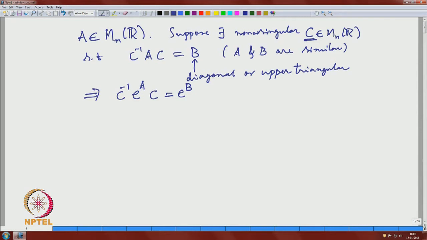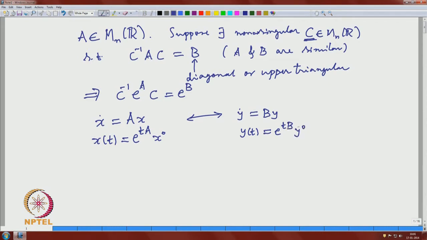In the context of ODE, let us consider x dot equal to A x. Suppose this is the given system, and we know that the general solution is given by e to the t A x naught, where x naught is an arbitrary vector in R n. Through similarity transformation, we transfer this given system into y dot equal to B y, and similarly y of t is given by e to the t B y naught. When B is this simple, either diagonal or upper triangular, this is very easily computed.